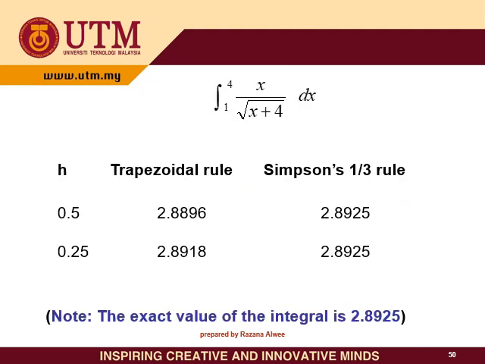Okay, now they compare the result of the Trapezoidal Rule and Simpson's 1/3 rule. You can see the exact value is 2.8925. You can see the 1/3 rule approximation is more accurate compared to the Trapezoidal Rule.